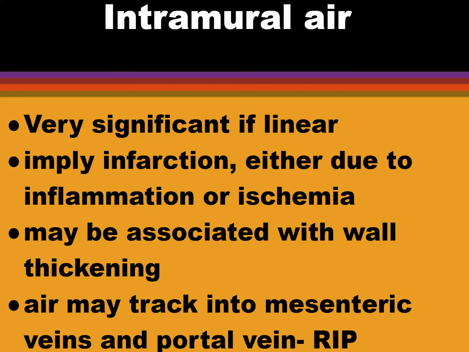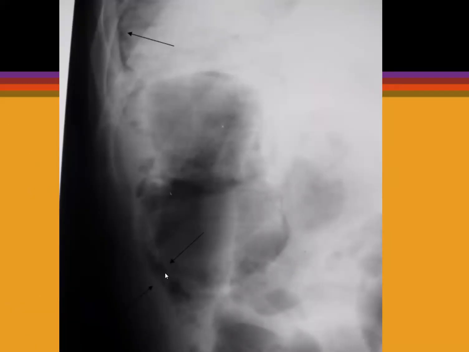Infarction happens because of severe inflammation or ischemia. You can get wall thickening with it, and it can track into the mesenteric veins and portal veins, from the bowel wall through the veins into the portal vein. And when you see air in the portal vein, it's a pre-terminal sign in an adult. Now here are some examples, very subtle, but this is air within the large bowel wall.